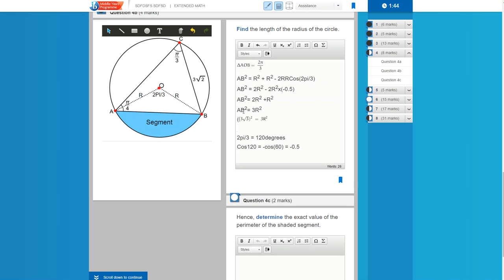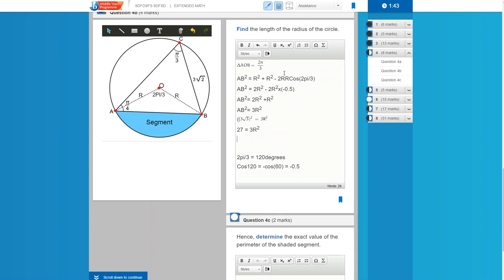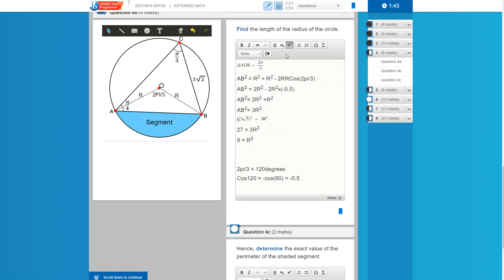Are we okay with that? AB is what we worked out in the first part of the question. So what is 3 root 3 squared? It's 3 times 3. Well, no, 9 times 3, because 3 times 3 is 9. Root 3 squared is 3, so that's 27. Is equal to 3r squared. Divide both sides by 3. I get 9 is equal to r squared. So r is equal to 3.